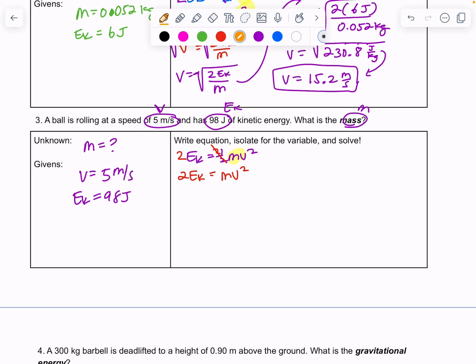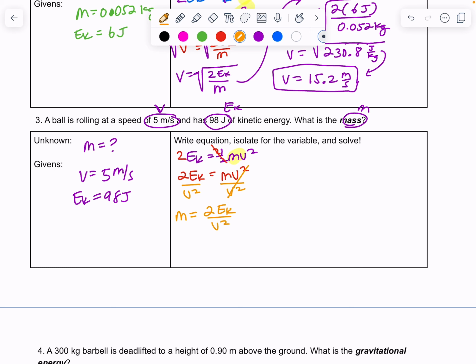And then I want the mass, so I'm going to divide by v squared on both sides, and that's going to get rid of that, and I'm going to end up with an equation that looks like this, 2EK over v squared. You might be able to do that all in one step in your head, which is fine, but either way, I do want to see the variable isolated before you put in any numbers.